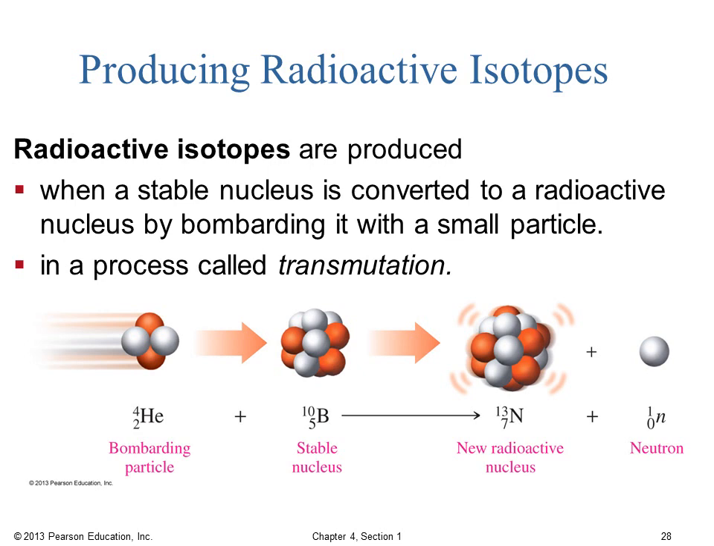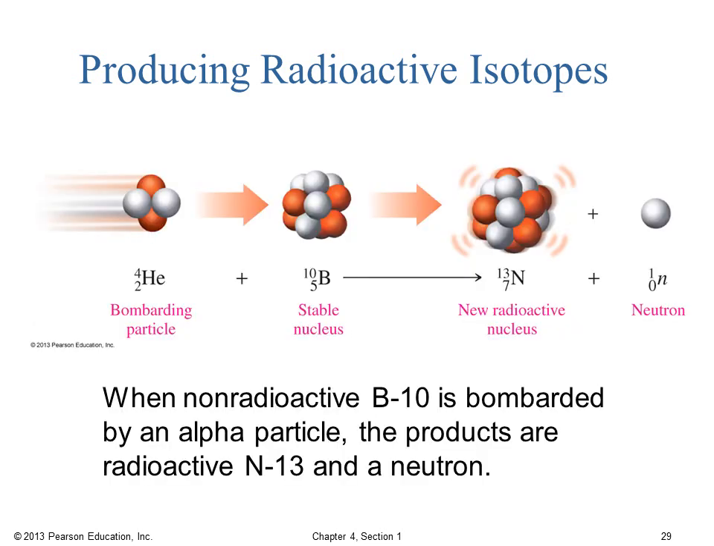Here we have an example where we are shooting an alpha particle at this boron nucleus, and when they hit, most of that alpha particle sticks onto the nucleus, but it does lose one neutron. So we form a new nucleus, gaining mass and gaining atomic number, but it loses a neutron. So it's just saying the same thing here.